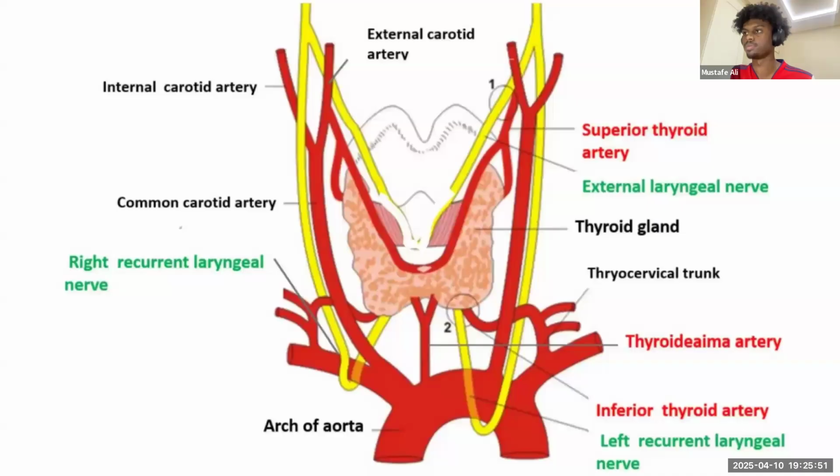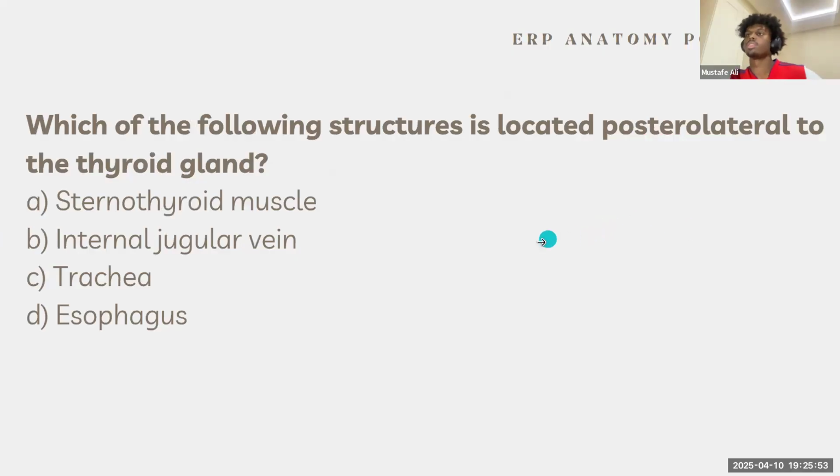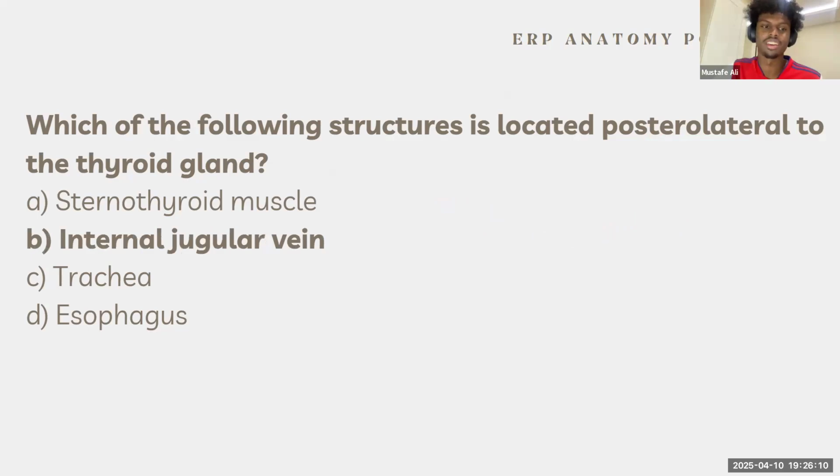Now let's move on. Which of the following structures is located posterior lateral to the thyroid gland? Now this is the easy one. The answer is B, the internal jugular vein.